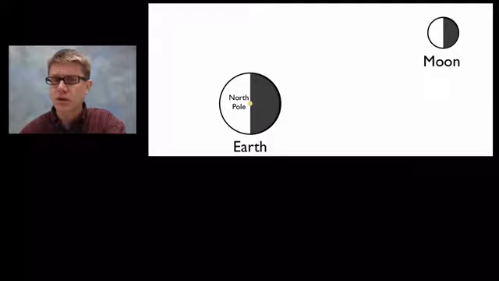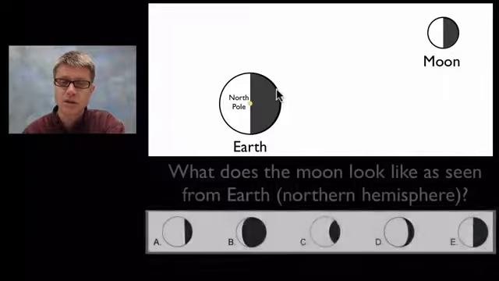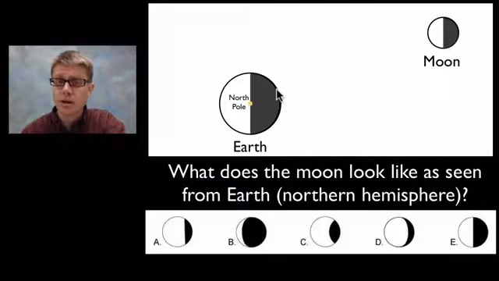Let me come up with another question. This is a diagram of the Earth and the Moon. The scale's okay, but they would be way farther apart. You can see that one half of them is lit, and then I've put the North Pole on the Earth so you can know where that is. If you were to stand right here on the Earth in the northern hemisphere, what would the moon look like as seen from the Earth? If you want to take a little bit of time, you could pause the video.